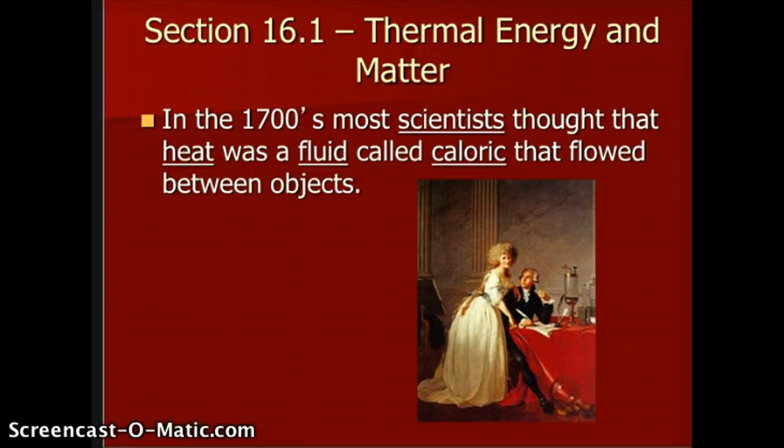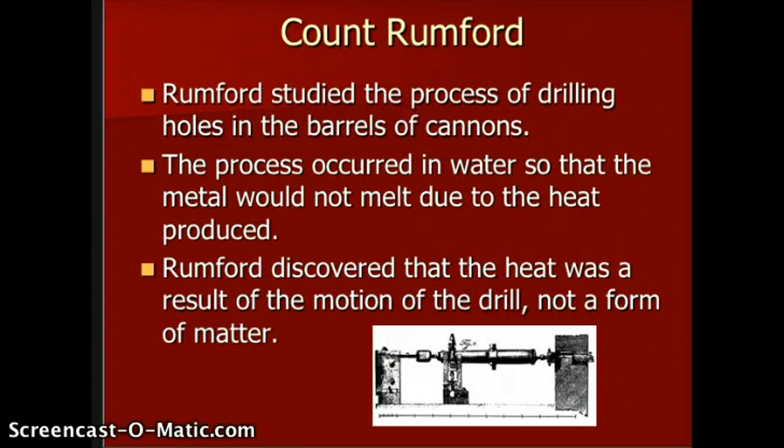What he noticed was that in the process of drilling holes for cannons, the drilling would occur in water, and the water would boil so that the metal wouldn't melt due to the heat produced. And he discovered that once he stopped drilling, the heat wasn't around, and therefore the water stopped boiling.